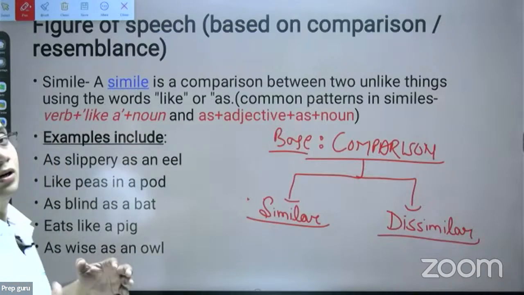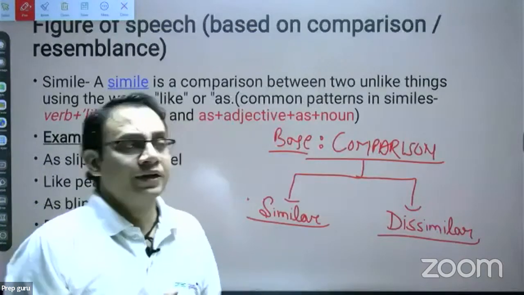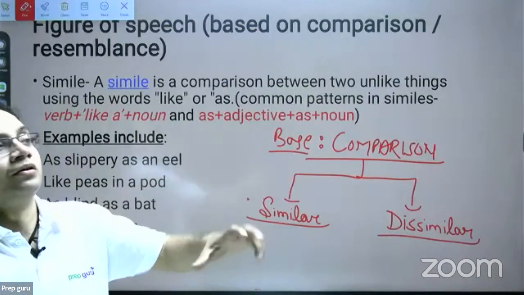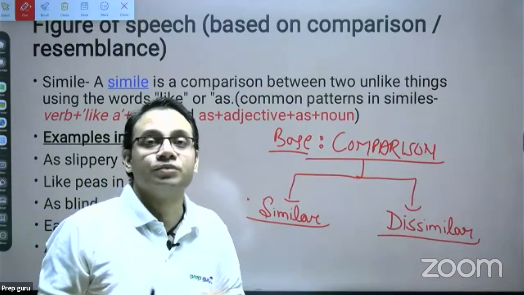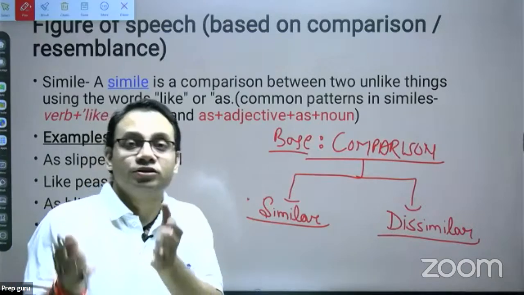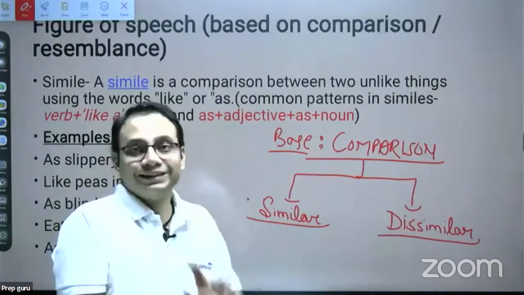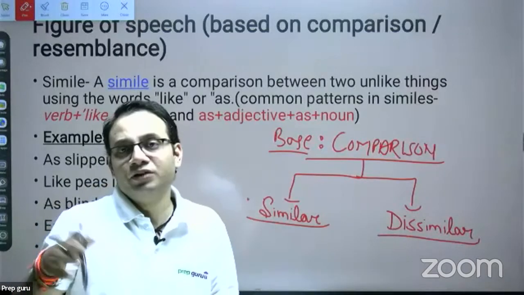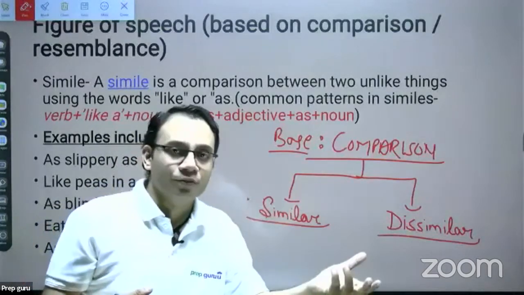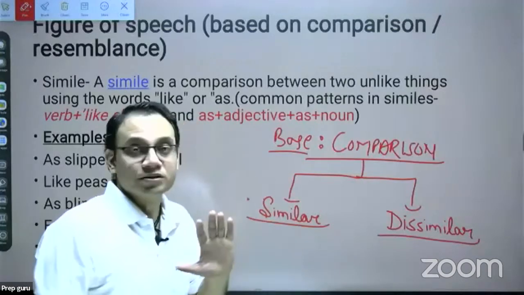Dissimilar means when we are comparing unlike things, if I'm comparing a person with a flower, right? Suppose if I say a beautiful child was compared to a flower, I'm comparing child with flower. This is dissimilar comparison. And if I say he is better than his friend, I'm comparing one human with another human, right? This is similar comparison. Now what?